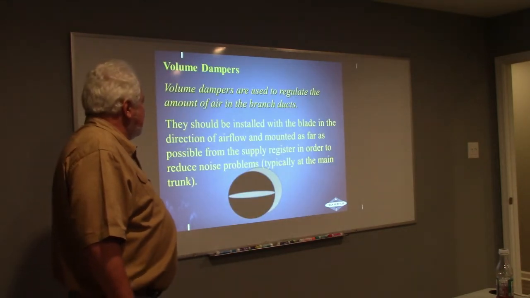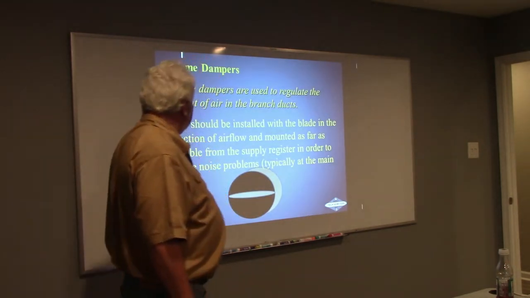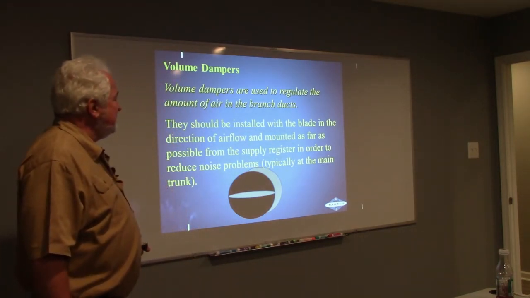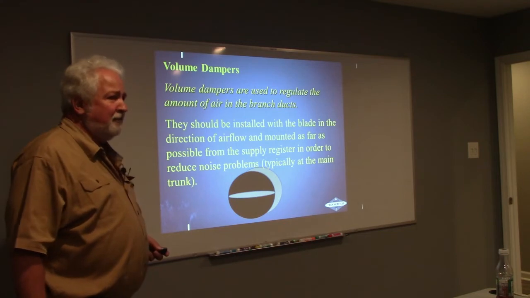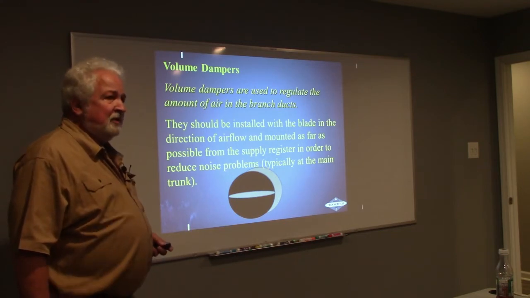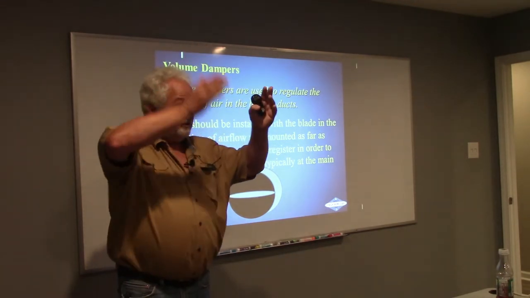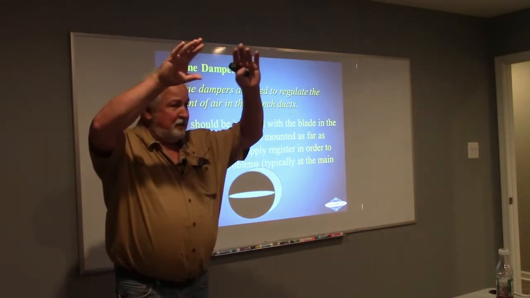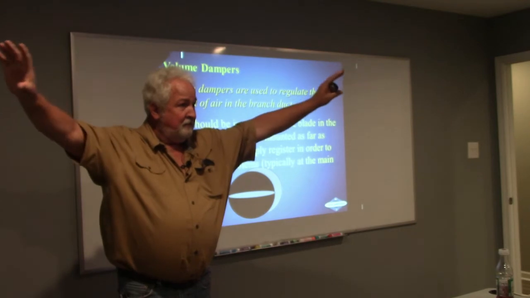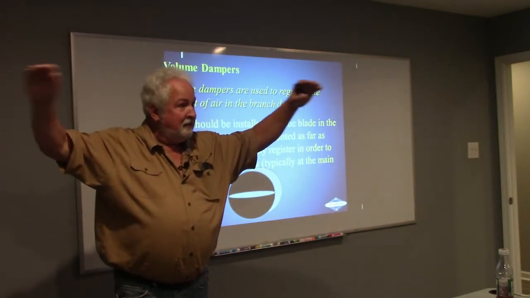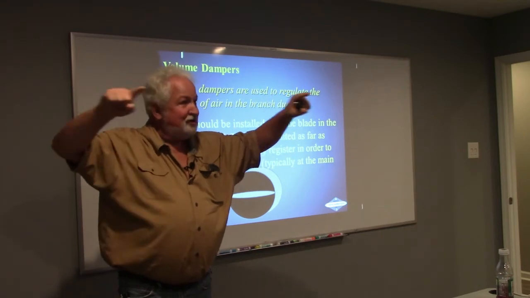All right. Volume dampers. Oh, wait, look at this. Volume dampers are used to regulate the amount of air in the branch duct. They should be installed with the blade in the direction of the airflow. So what if you said air upflow unit, and you said it goes up and down? Unless I put a T. As soon as I put a T on that, it just became horizontal. Then you go with the direction of the airflow.